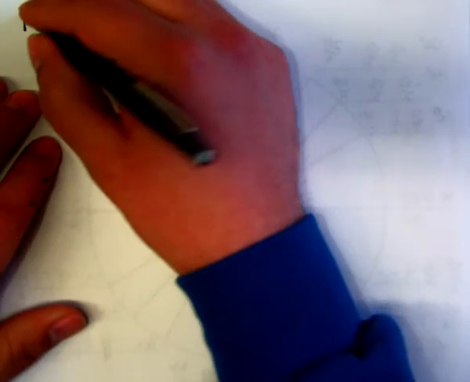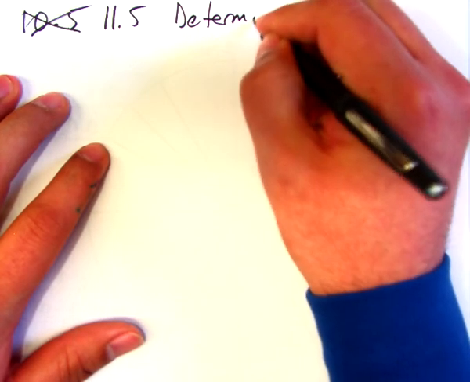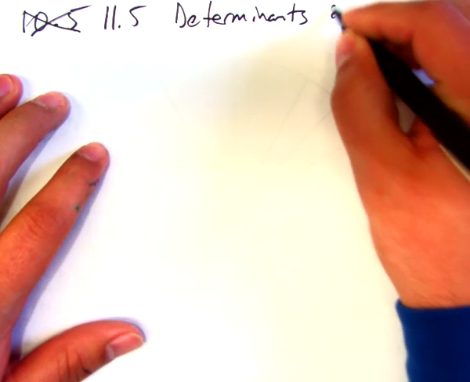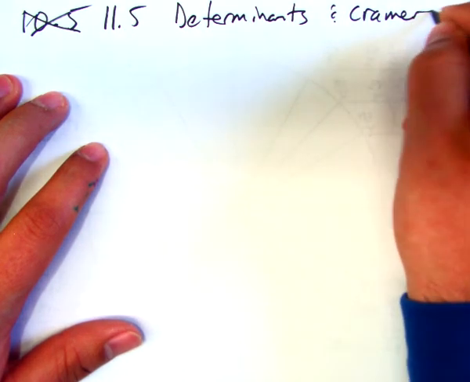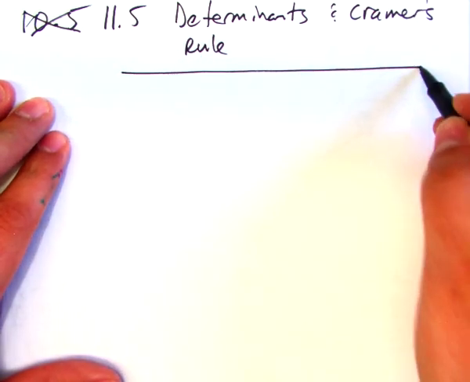Okay, so 10.5. We're skipping around, or I'm sorry, 11. Wrong unit. Section 11 is about determinants and Cramer's rule. What's that? Cramer, not Seinfeld Kramer, no. Oh, sorry.